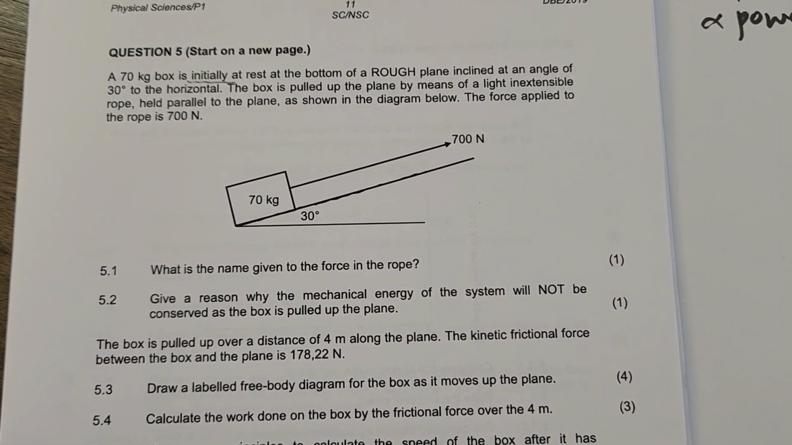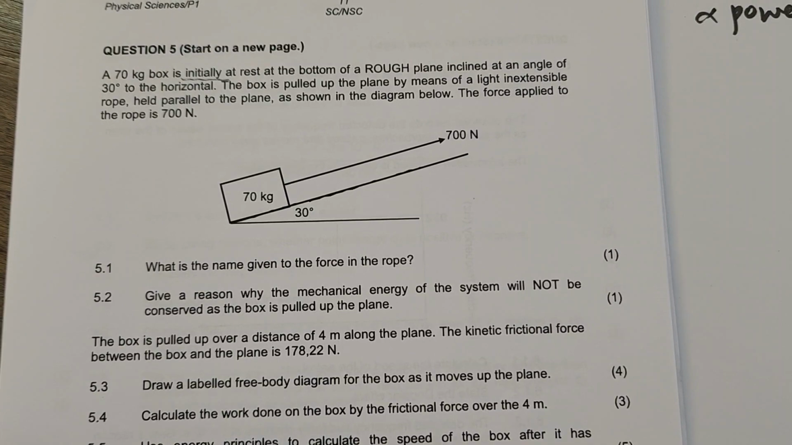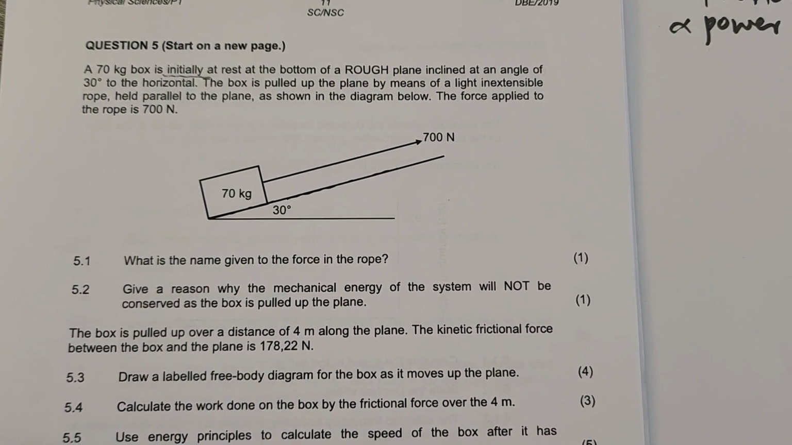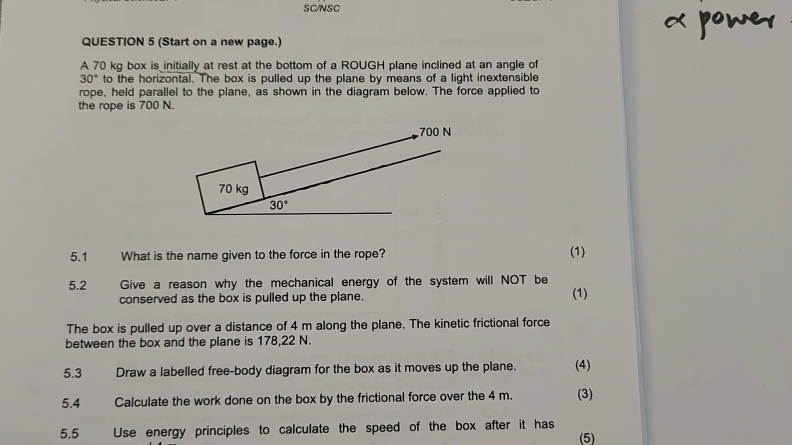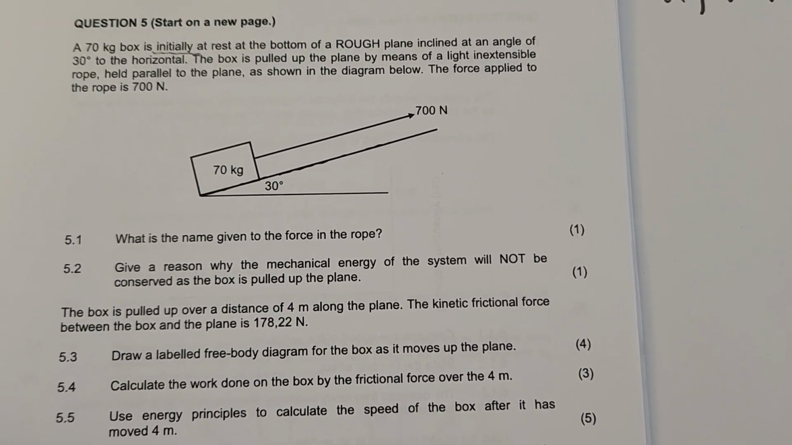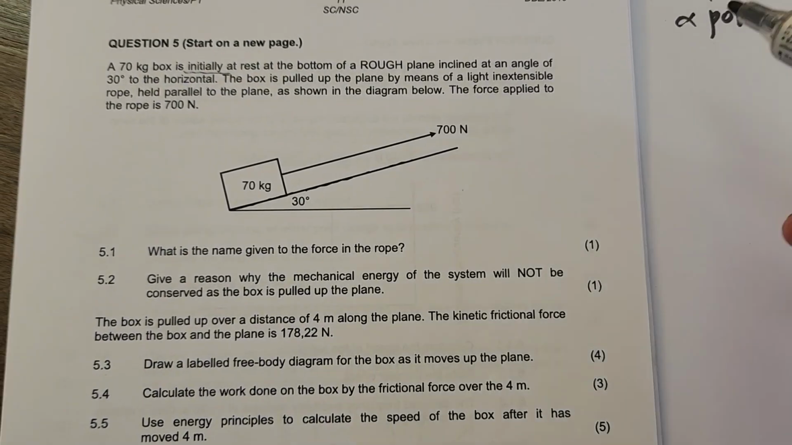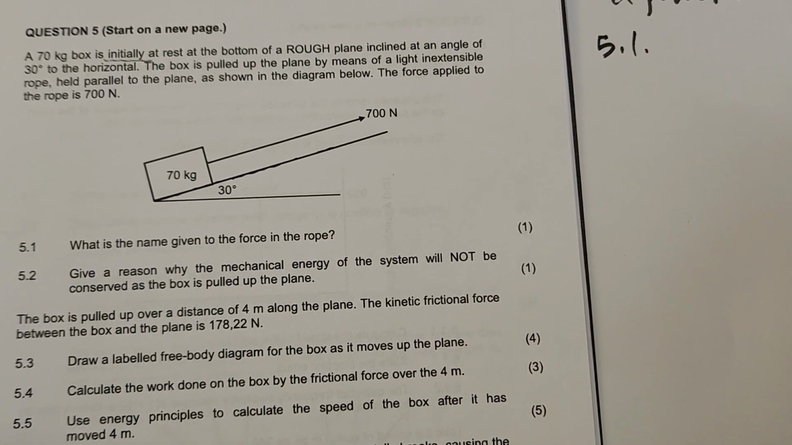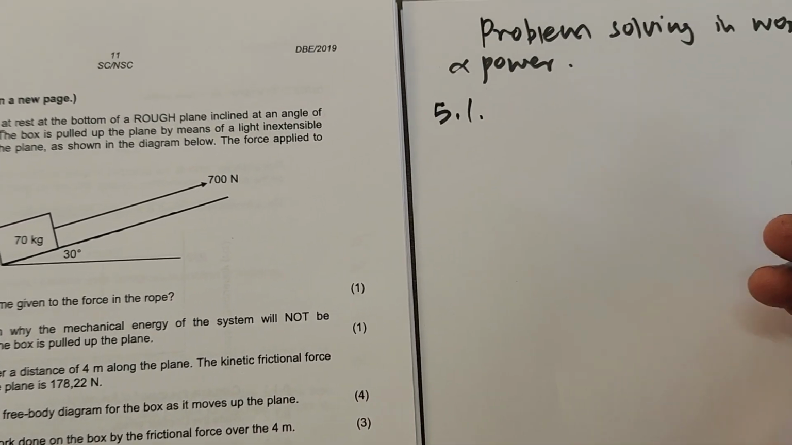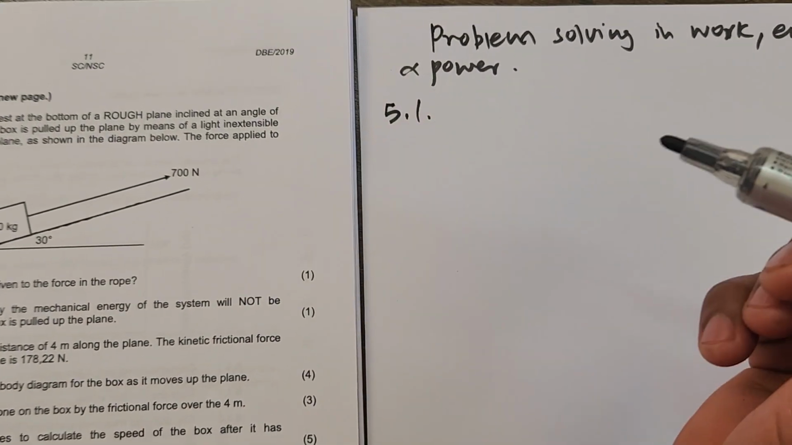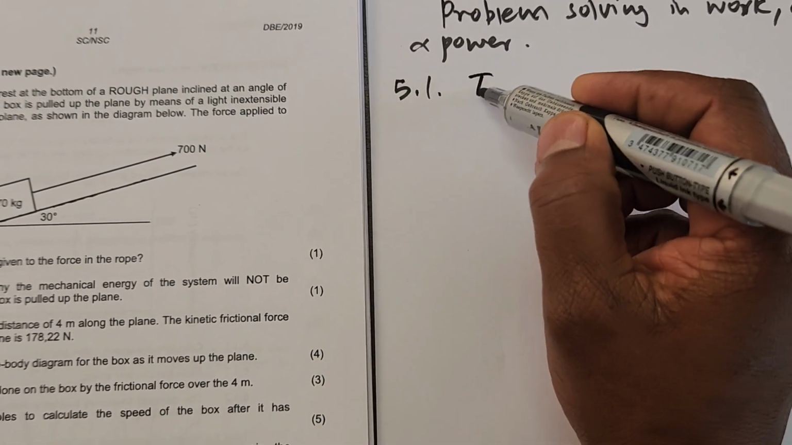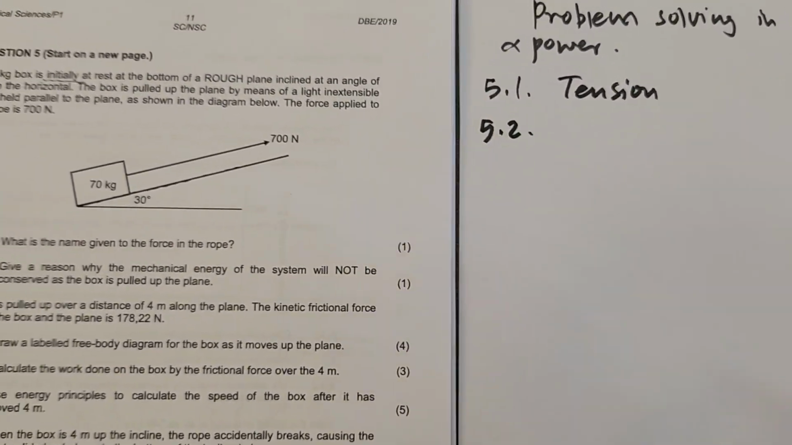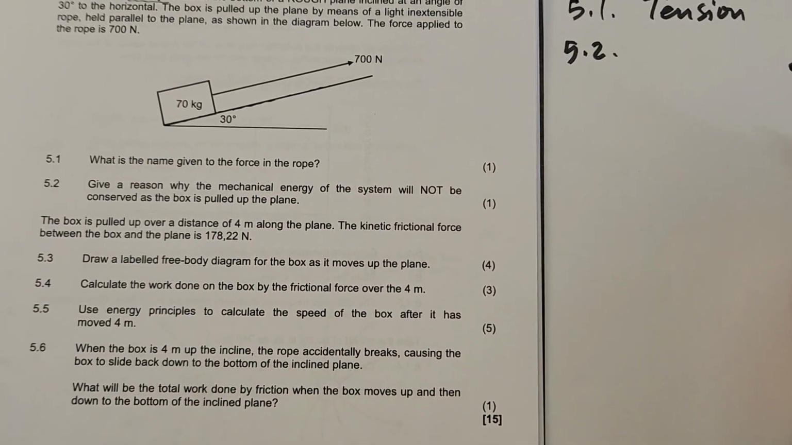So the box is pulled up the plane by means of a light inextensible rope held parallel to the plane. As shown in the diagram, the force applied onto the rope is 700 Newton. 5.1: They're telling us to say, what is the name given to the force in the rope? The moment you see a rope, a cable or string, the force that will be found there is a tension, which is a non-conservative force.